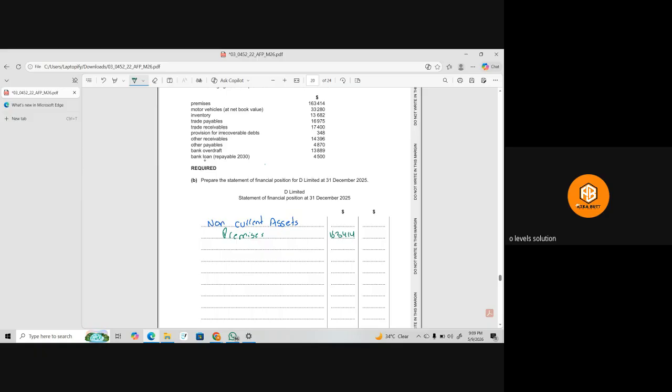And then we have the motor vehicle at net book value. The depreciation is already deducted, so we need to write this one, 33,280. And this will be equal to 196,694. Then we have to write the current assets.